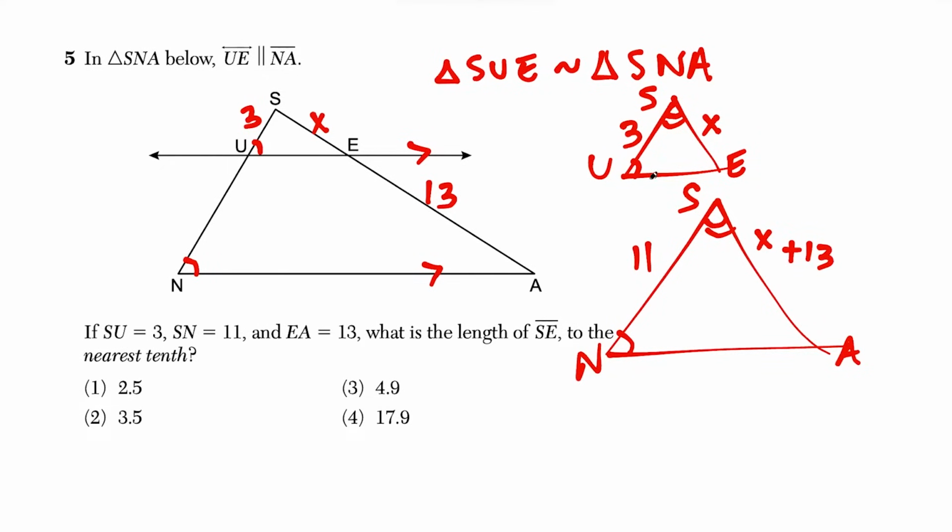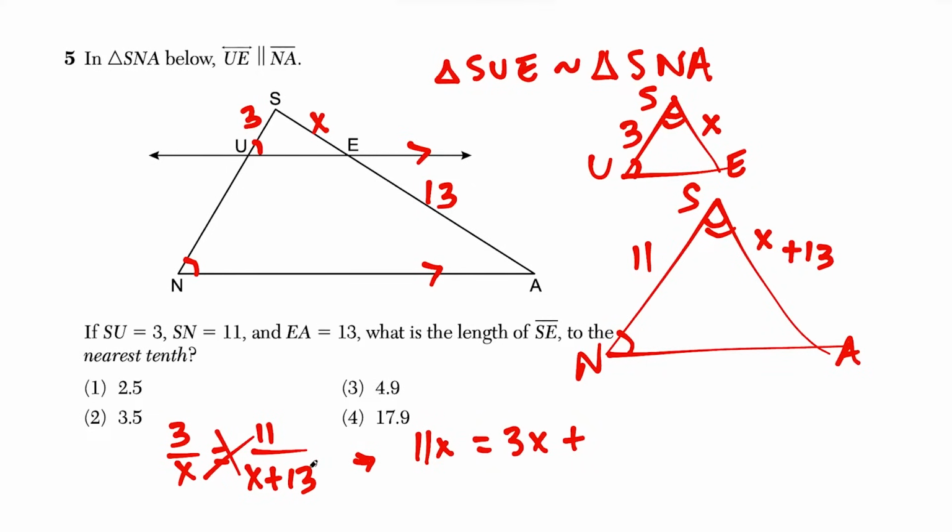And now since these two triangles are similar, I could set up a proportion to solve. So I'll say 3 over X, I'm comparing the left side to the right side, is going to be equal to 11 over X plus 13. And from here, I just do the algebra. I cross multiply. So I have 11 times X is 11X, and this is equal to 3 times X is 3X plus 3 times 13, I distribute, is equal to 39.